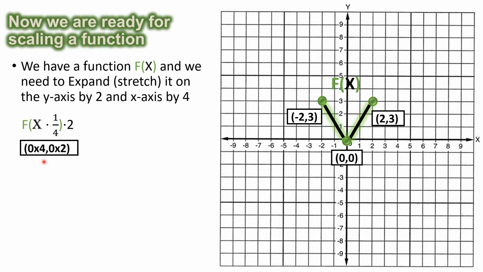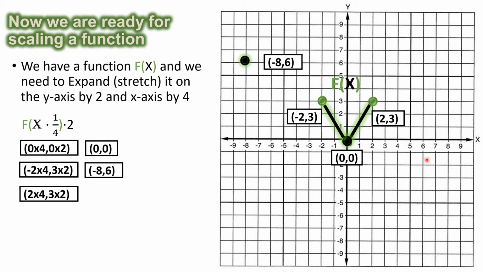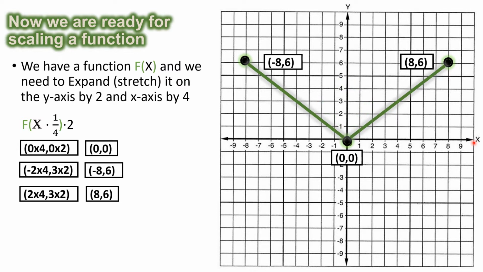The first point, 0 and 0, will remain the same, and will be here. And the second point, -2 and 3: 2 times 4 and 3 times 2 will be here. And the third point, 2 and 3, we multiply the x by 4 and the y by 2. We will have 8 and 6. This is the new function. You see, it became wider and taller than the last function.